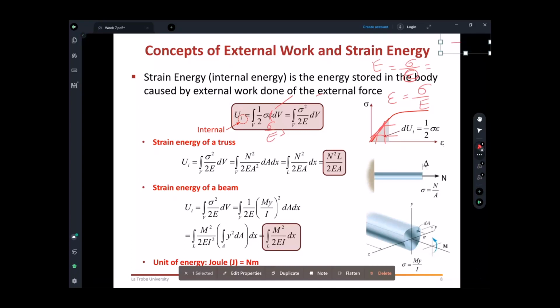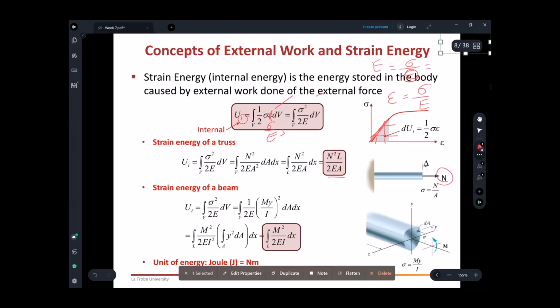Now strain energy for truss, sigma squared over 2E. Now sigma, as I mentioned, is the load over area. I think they are just putting N here now. So that is N squared over A squared, and 2E. And then you can have just the length, then N squared L over 2E. Okay, so that is just the internal energy for the truss members.